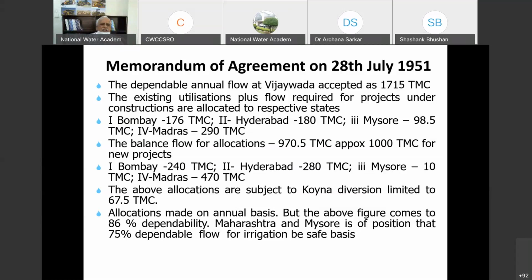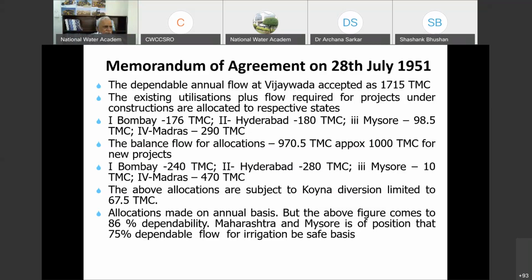About 700 and odd, and the balance flows which are available for allocation are 970.5 TMC, so approximately 100 TMC could be utilized by Bombay State, Hyderabad 280, Mysore 10, and 70 TMC. This was the picture in 1951 when there were major presidencies and the Bombay presidency, and Mysore was a very small part.